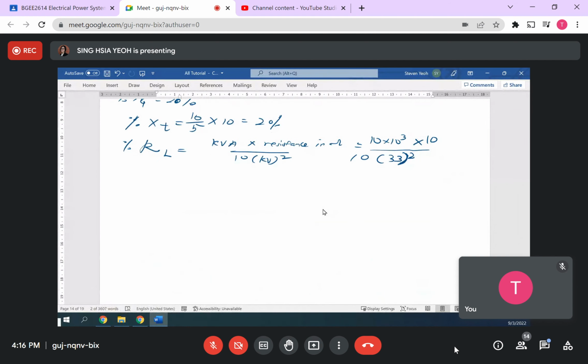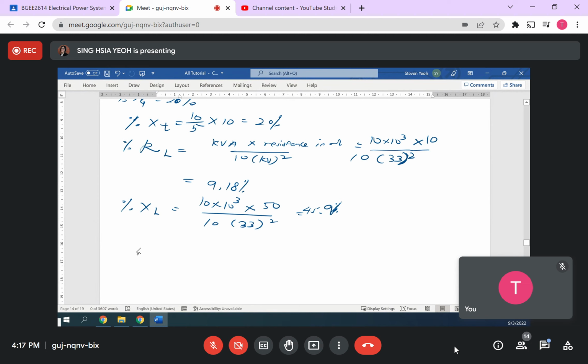Okay, so basically here will be 9.18%. Then percent XL, transmission line. So the same equation, 10 times 10 to the power of 3 times with 50 ohms now over 10 times 33 kV power 2. So you get 45.9%. Yeah, the 55 kilometers is wrong. It should be 50 kilometers.